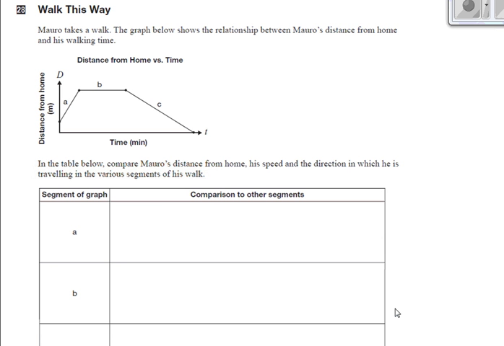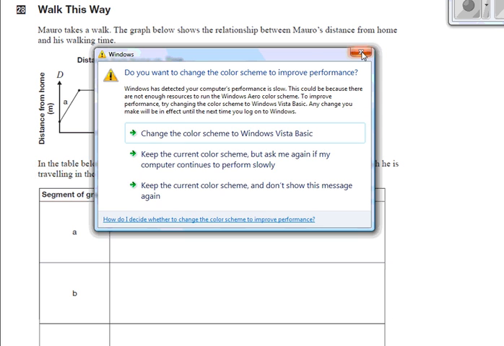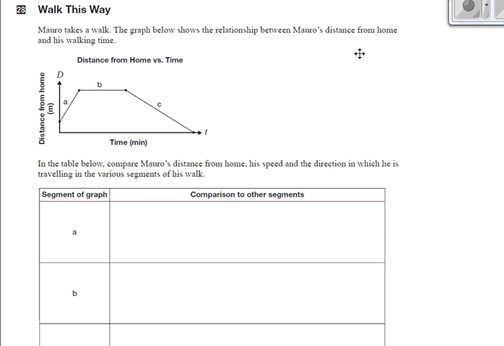So it's question number 28, and it's an open response question. So again, that means that it's being marked on levels out of 4, and you're expected to be a little bit more communicative and try to really fully address the question. So it says, Morrow takes a walk. The graph below shows the relationship between Morrow's distance from home and his walking time.